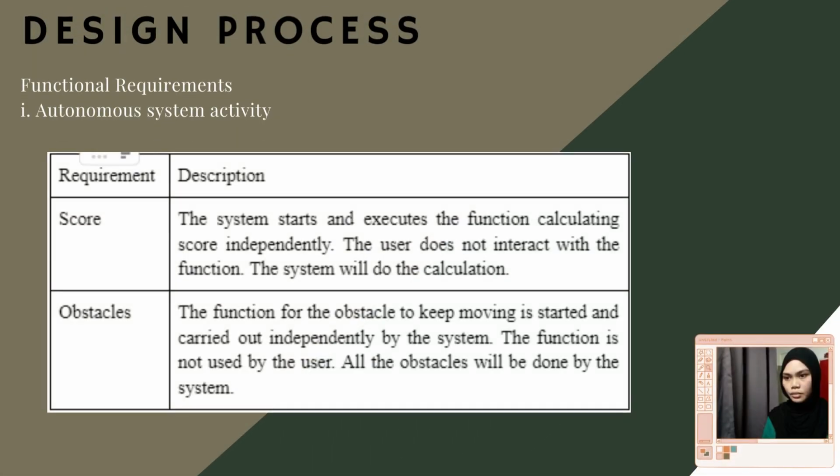Autonomous system activity. Score. The system starts and executes the function calculating score independently. The user does not interact with the function; the system will do the calculation. Obstacles. The function for the obstacle to keep moving is stated and carried out independently by the system. The function is not used by the user. All the obstacles will be done by the system.